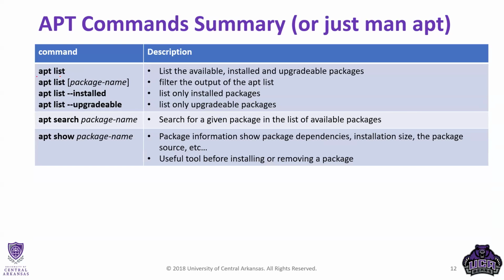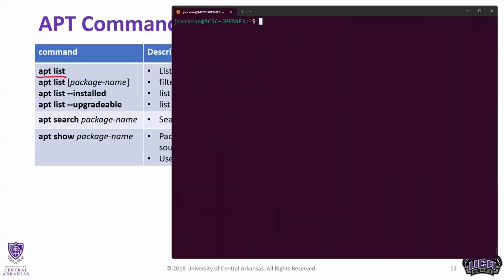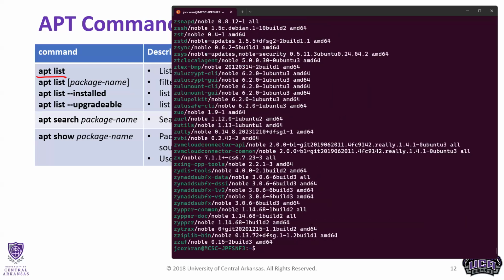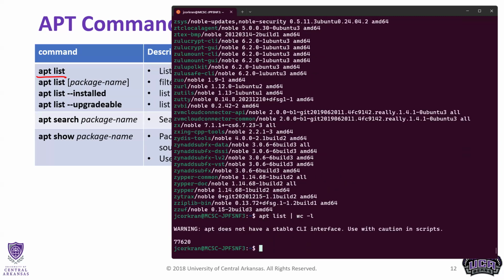Now, if we want to see a list of software that is available, you can do apt list and see what's available, installed, and upgradable. So if we run this, if I did apt list, you can see it did that. It did it pretty fast, but let's actually see what it's returning here. So we pipe it to wc -l, and that was 77,620 packages of software.